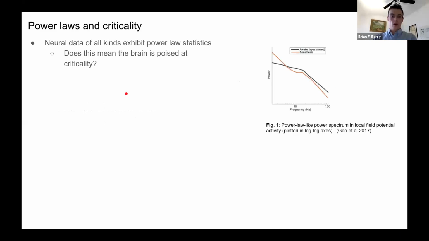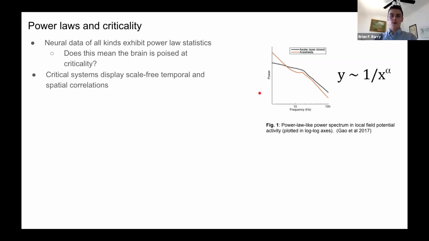So you may be familiar with how various kinds of electrophysiological data exhibit power law statistics. For example, the power spectrum of LFP activity is power law. So the power spectrum here, which shows the powers and frequencies in the signal, displays this power law shape, meaning power scales as a fraction of the frequency. When plotted in logarithmic axes, this is exhibited as a linear decrease. When a line is fitted to this log-log spectrum, the slope is the exponent of the power law. So this shape raises the question, is the brain poised at criticality?